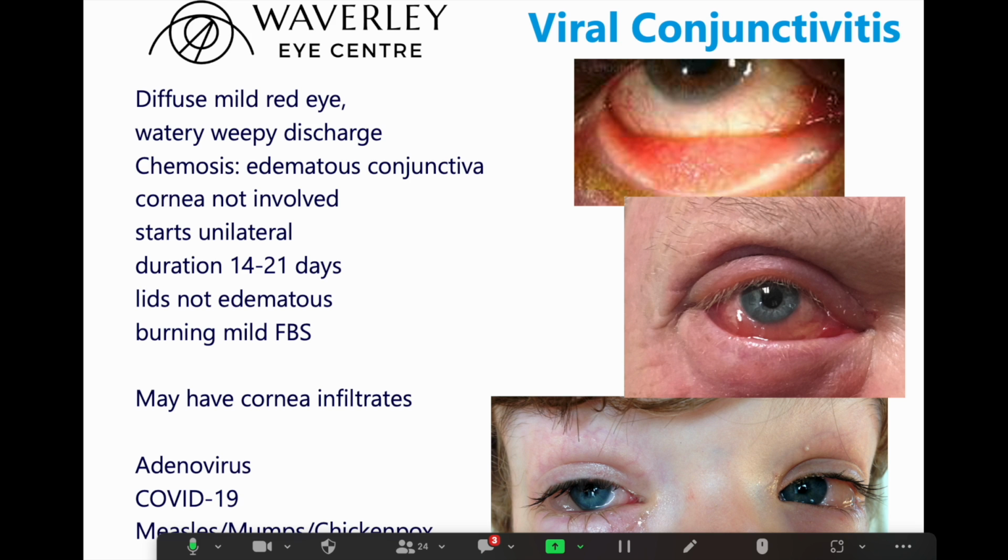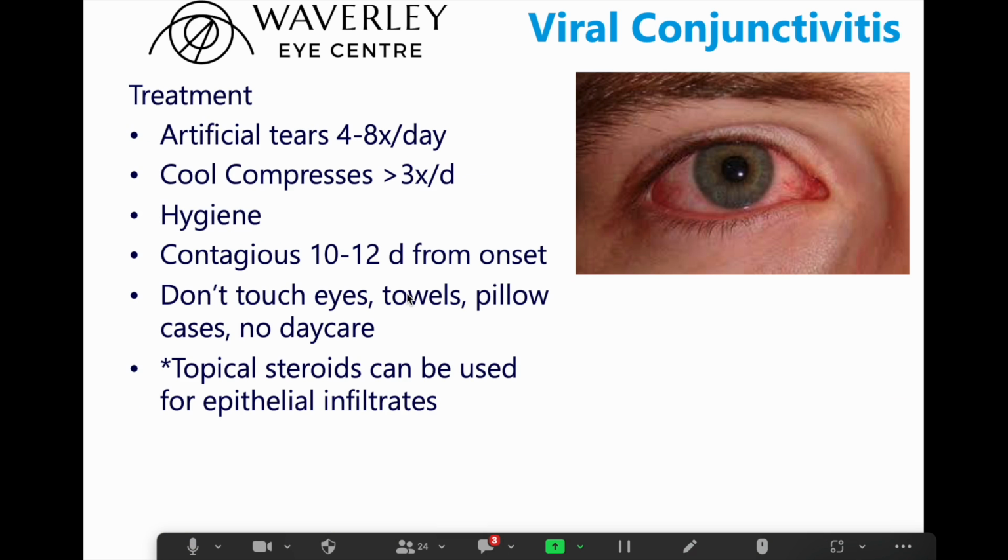It starts in one eye. It can definitely spread to the other eye. And it's lasting like 2 to 3 weeks. They might find their eyes are burning and just feel really weepy and uncomfortable. So your common culprits for this are adenovirus. We know COVID will definitely cause this. Measles, mumps, chickenpox, any viral type of thing can give you issues.